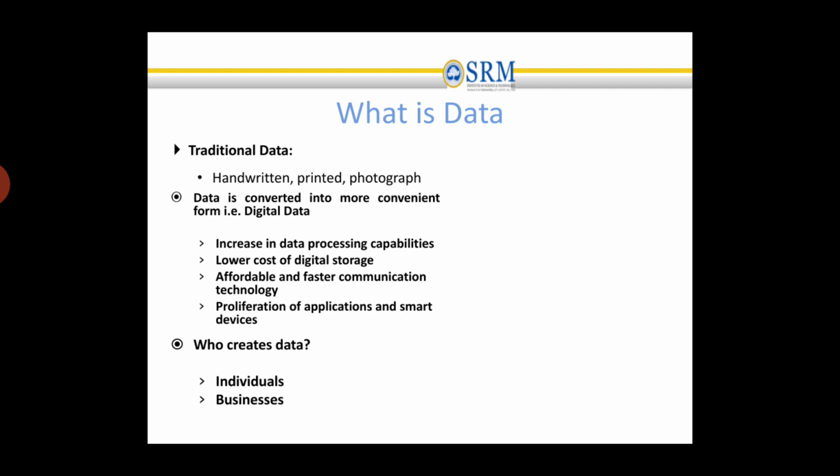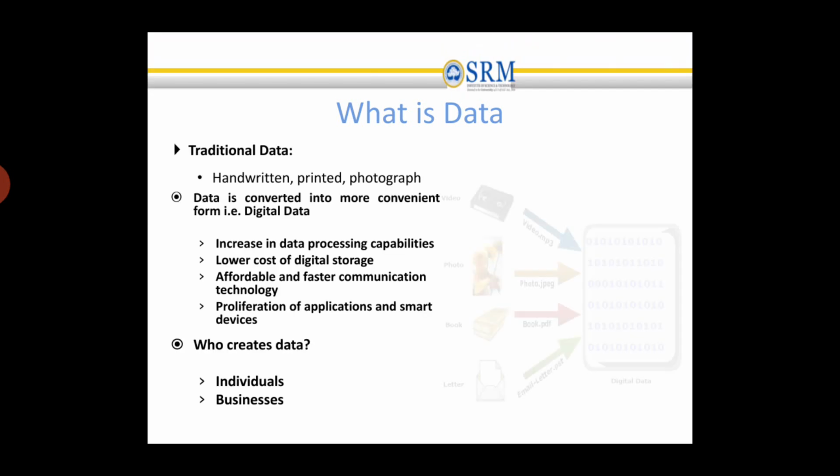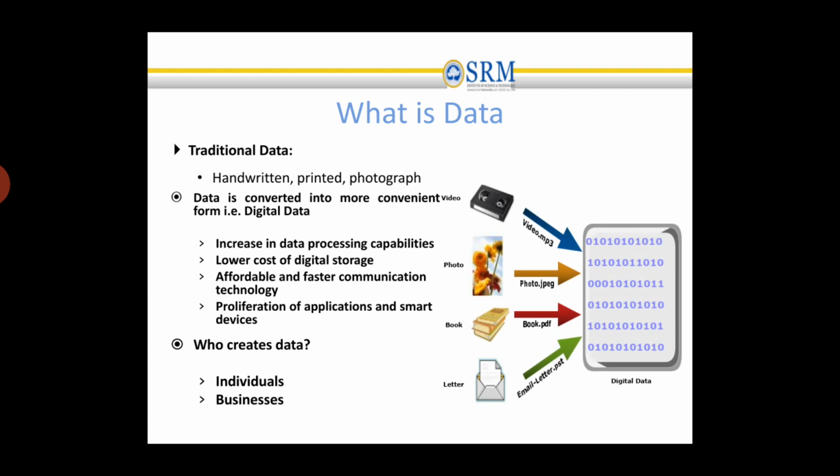Whatever the type of data it may be, even text, audio, video, or whatever it is, it will be converted into the form of binary information, zeros and ones. See here, one video, one photo, one PDF image, and one email letter. Whatever the input data may be, if you want to convert it into digital data, it will be converted in the form of binary, zeros and ones.